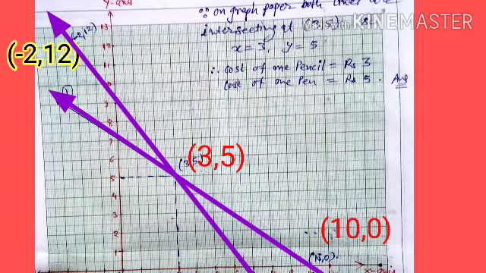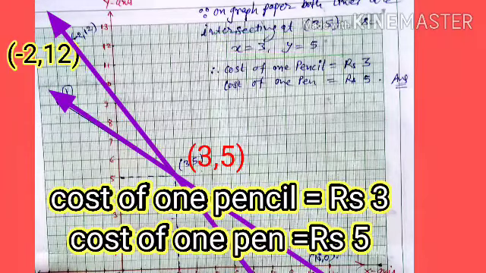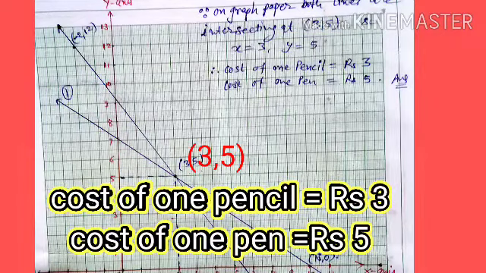Here we observe that both line 1 and 2 are intersecting at point 3 comma 5. So x is equal to 3 and y is equal to 5. Hence cost of one pencil is rupees 3, and cost of one pen is rupees 5. This is the final answer.